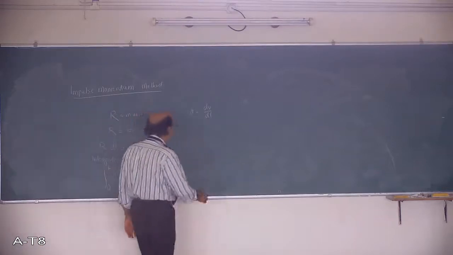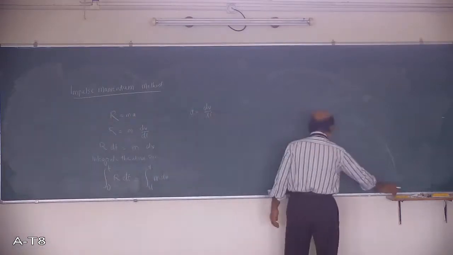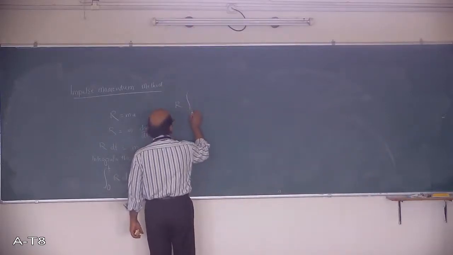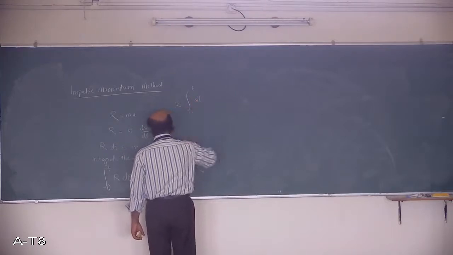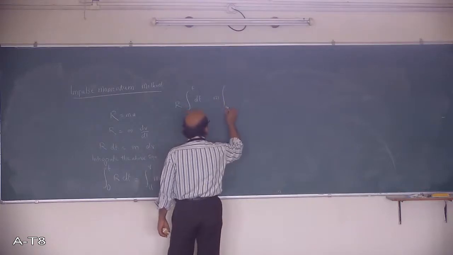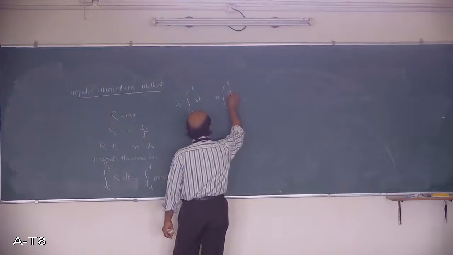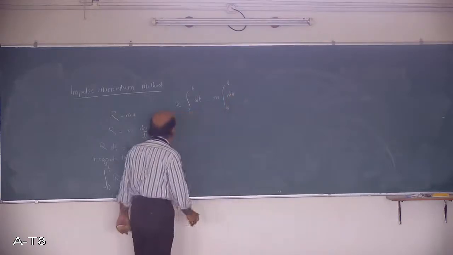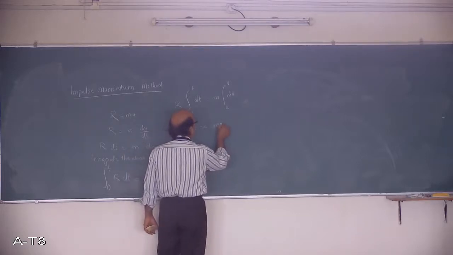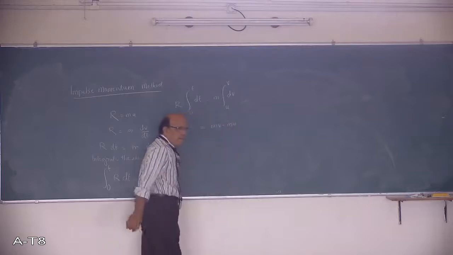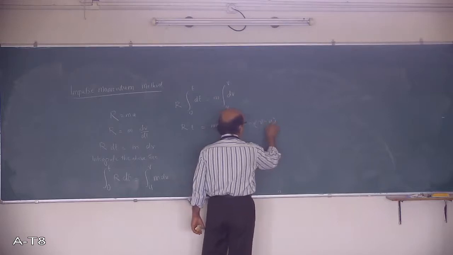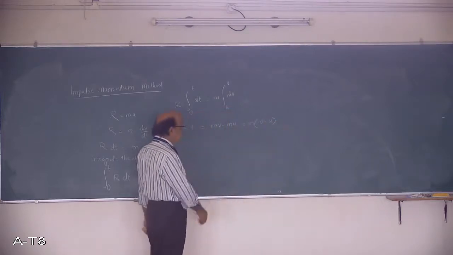This equation I will rewrite by taking R out of the integral from 0 to t, as the force is fixed, and this is equal to the mass, which is also fixed and will not change, times the integral of dv from u to v. Just integrate it and you will get R into t is equal to mv minus mu. Either you can write it as mass into the bracket v minus u also. So this is a standard equation.